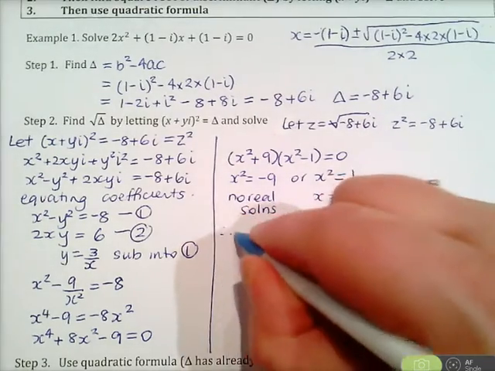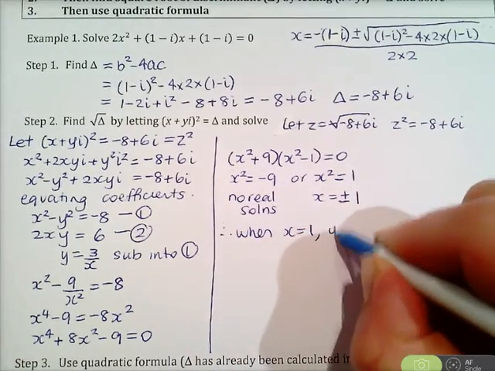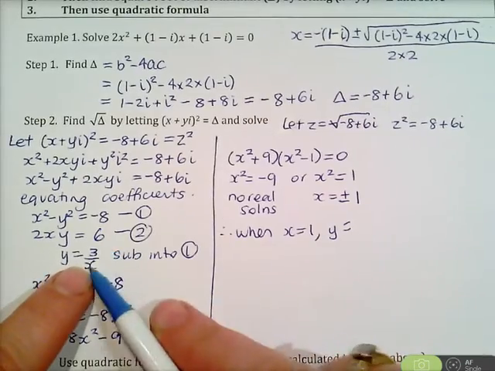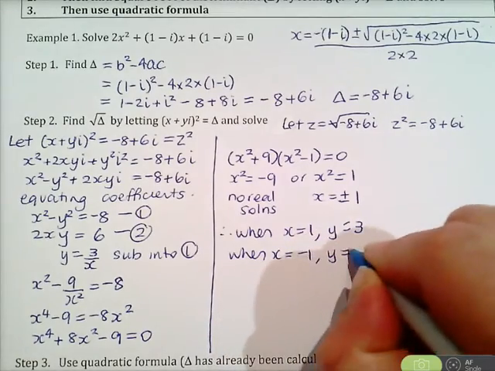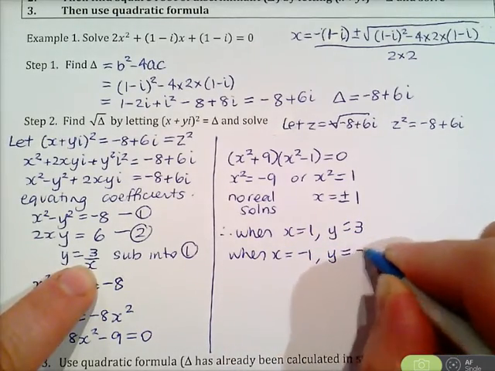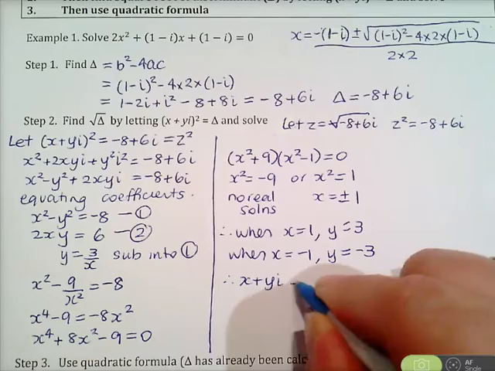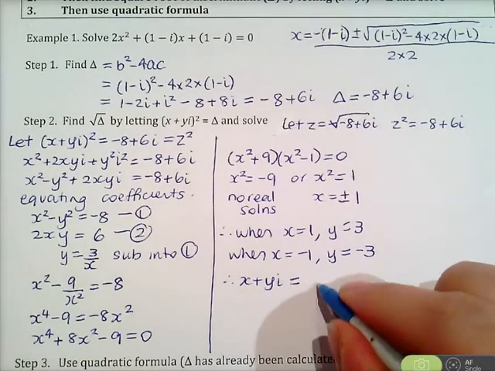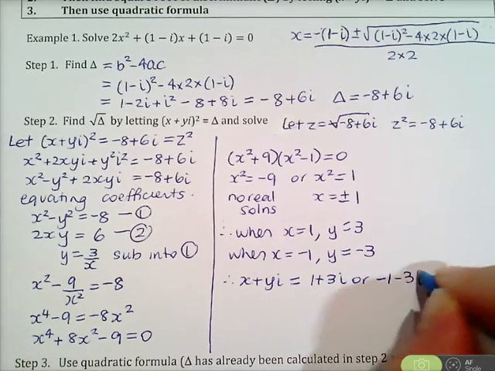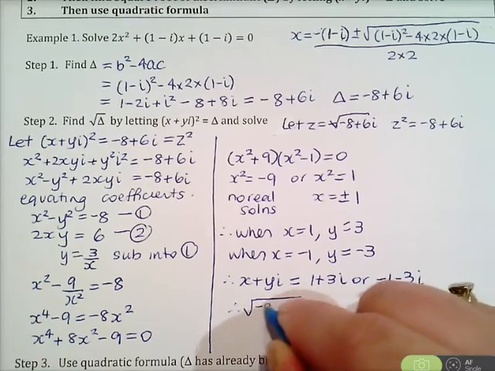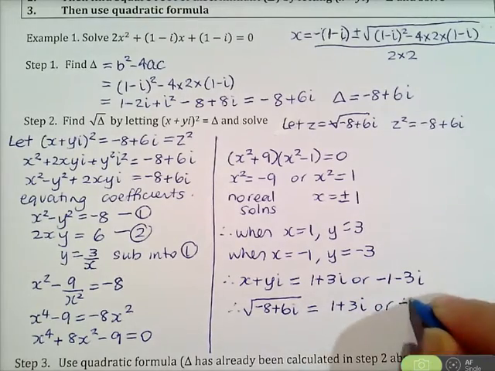So therefore when x equals positive 1, we get that y is 3 on 1, which is 3. And when x equals negative 1, y is 3 on negative 1, which is negative 3. And so therefore, your x plus y i's will be 1 plus 3i, or negative 1 minus 3i. And so therefore the square roots of negative 8 plus 6i are 1 plus 3i, or negative 1 minus 3i.